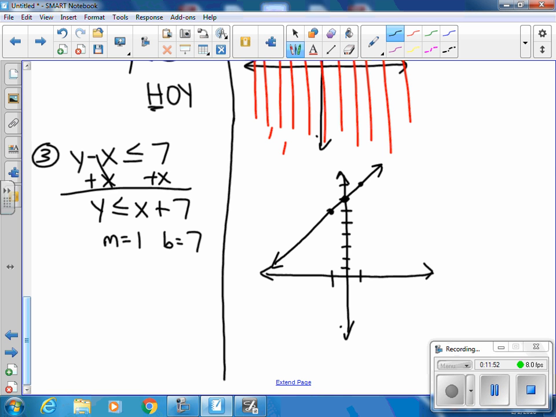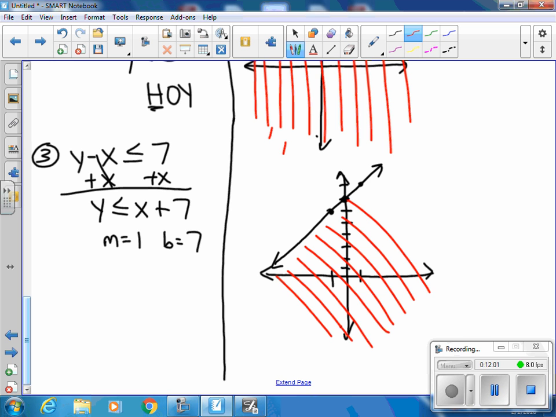And then because it's less than or equal to, less than means underneath. So you want to shade all of the values underneath that slanted line, which would be this direction.